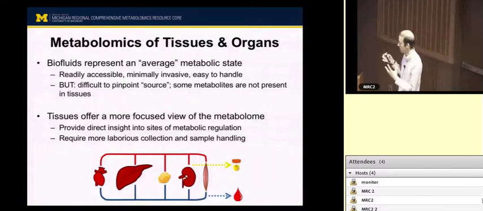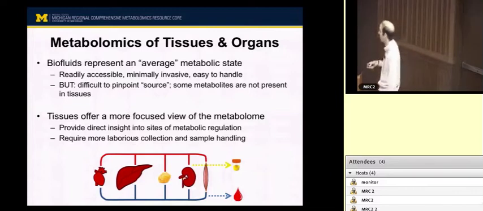So by looking directly at what's going on there, you may get something that's more primary to the disease that you're studying. However, they require more laborious collection and sample handling. In a human, you're dealing with a biopsy, and then you're talking about things that are challenging to do, require a lot more steps, a lot more protocol approval, and a lot more careful attention.